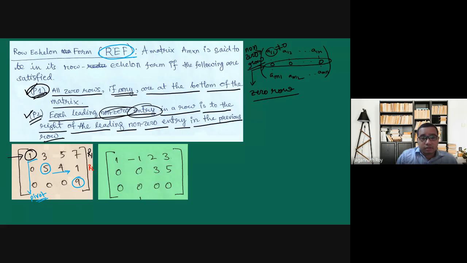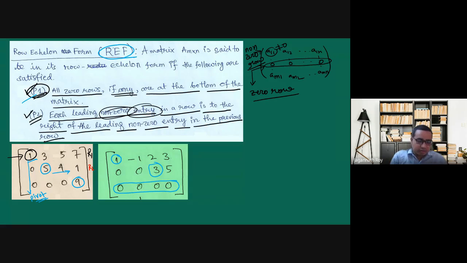Okay, now we check the first property. Property 1, there is a zero row, so it should come at the bottom, and we check the non-zero entry. It is done. The next non-zero leading entry should be to the right of the previous one. So it is to the right.